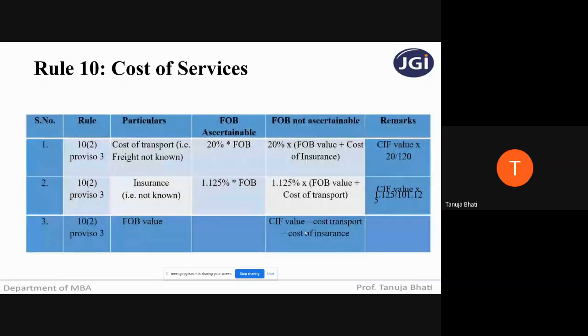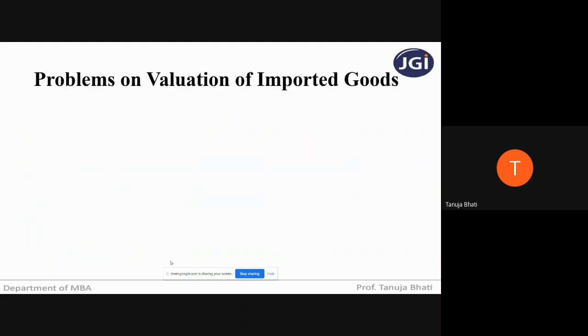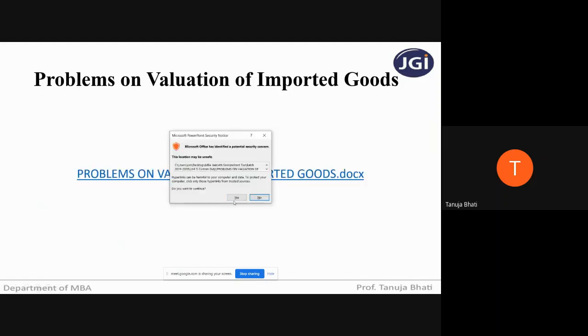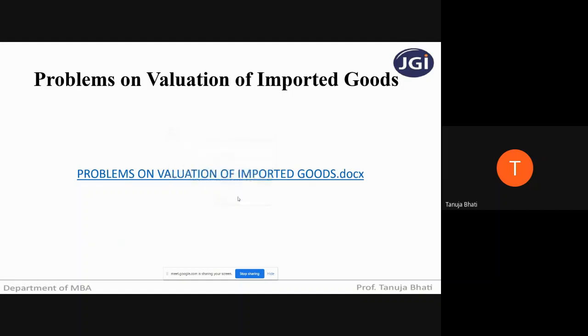Next, we have already covered that under rule 10 sub rule 2, if cost of transport is not given, you are going to take 20% of FOB, and if cost of insurance is not given, then you are going to take 1.125% of FOB. If FOB you cannot calculate in a chronological order, then you have to calculate it in the reverse manner. In reverse manner, how will you calculate FOB? CIF minus cost of transport minus cost of insurance, you will get FOB value. So this was a quick revision on all those aspects which are needed to be known while solving the problems on valuation of imported goods. So now let us move ahead to the problems.